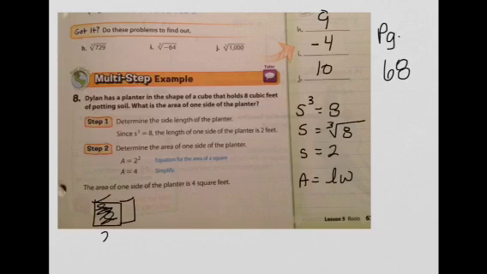That means that the sides of the face of that cube are 2 by 2. So the area is equal to length times width. So the area is going to equal 2 times 2. So the area is going to be 4 feet squared.